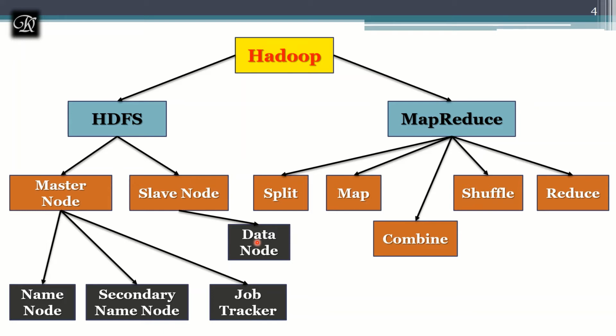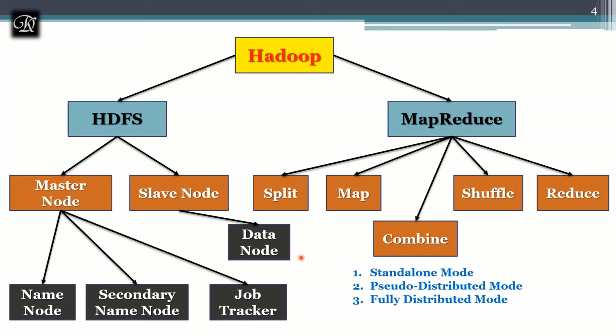And here we can go with the concept of configuration. So how to configure it? There are three ways you can configure Hadoop. One is standalone mode, one more is pseudo distributed mode, and the third one is fully distributed mode.